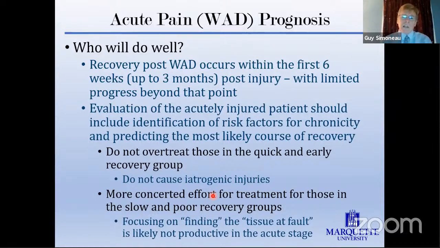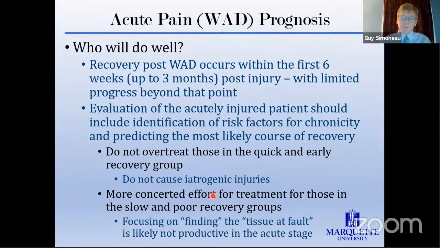So part of the evaluation for us should be to look at risk factors of chronicity in that population, with the idea of do not overtreat that 50% that you know will have a quick recovery, and then pay particular attention to the 50% that is at risk for moderate to severe long-term disability.